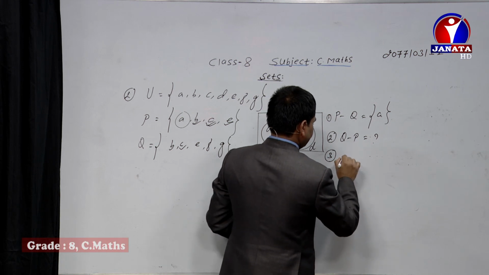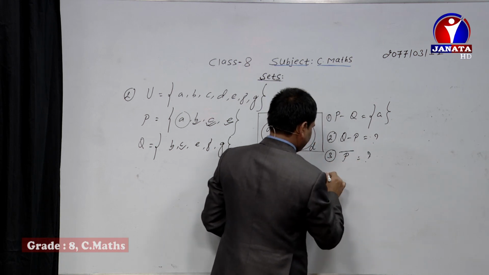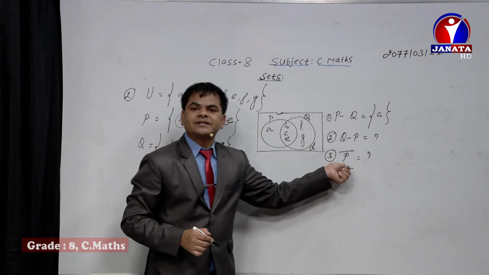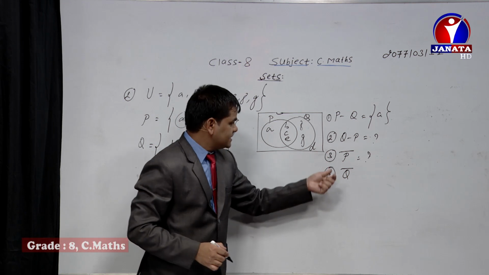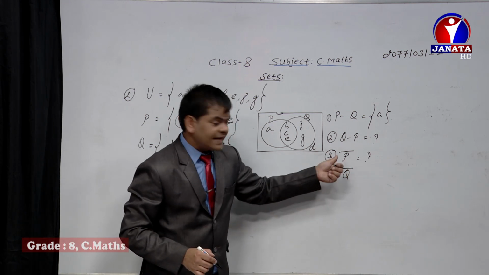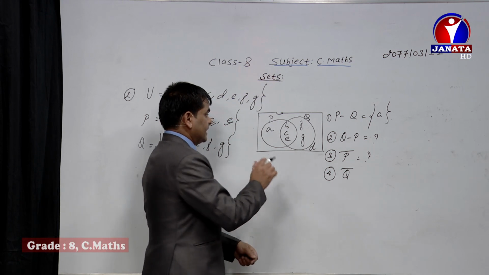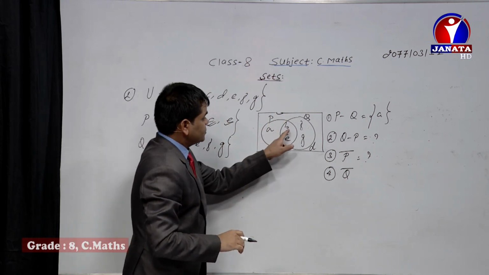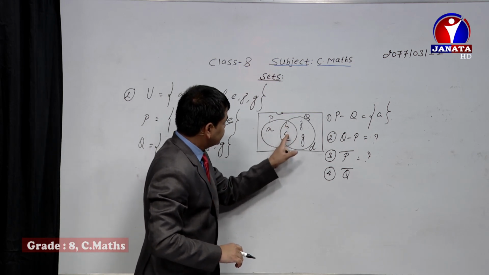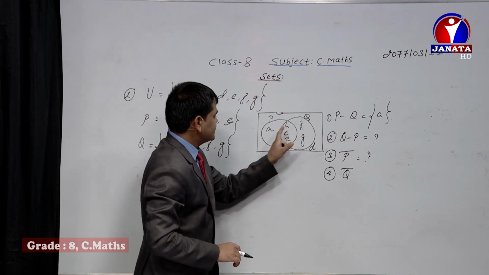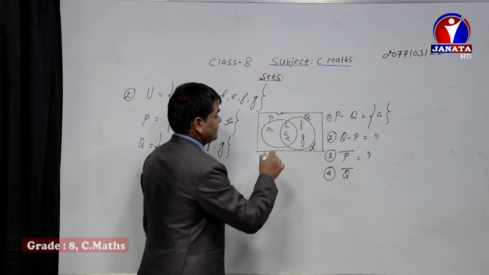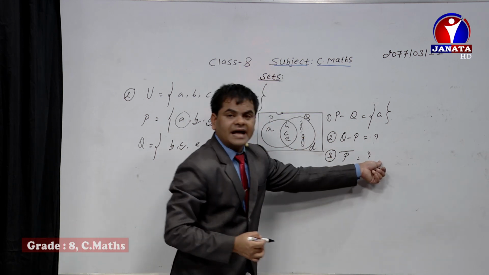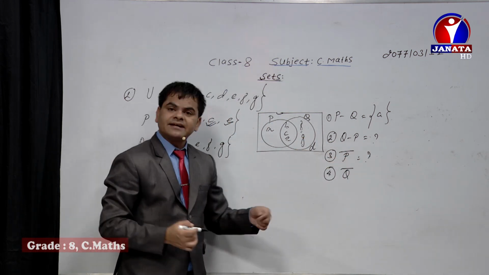Now another, P complement, dear students. Can you find out P complement? Number 4, Q complement. What do you mean by P complement, dear students? It means the elements which are not of P, except the elements of P, other elements. If you hide the circle P in this way, these elements will be hidden. Then except these 4 elements, A, B, C, E, other remaining elements. That means which elements will remain, dear students? F, G and D. So you can write your answer as F, G and D.